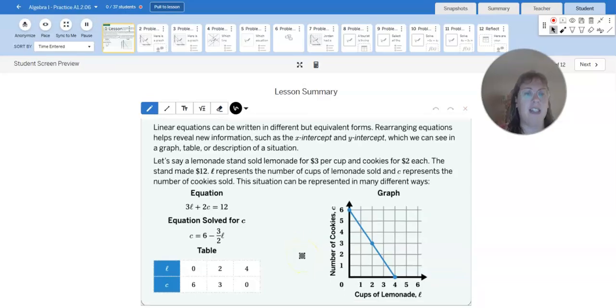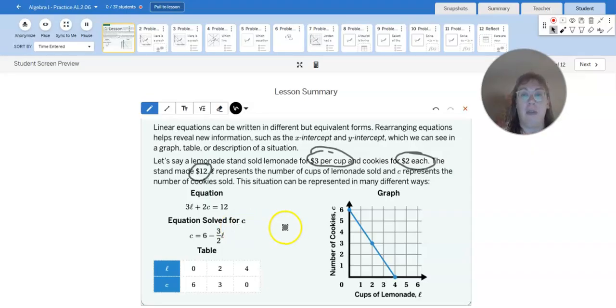So this example says, let's say that a lemonade stand sold lemonade for $3 per cup and cookies for $2 each. So these are our two variables. How much lemonade are we selling? And how many cookies? The stand made $12 in total. So our L is going to represent the number of cups of lemonade sold, and C is going to represent the number of cookies sold.